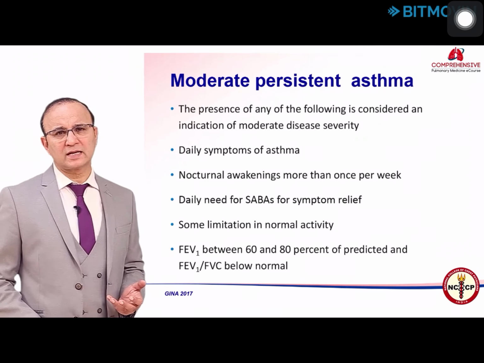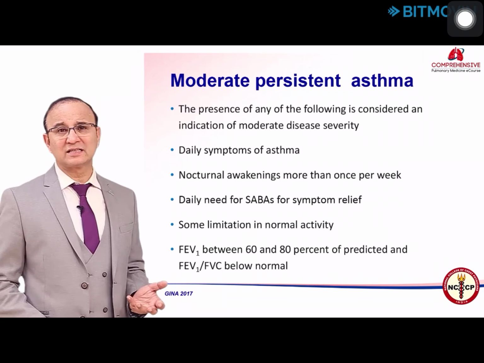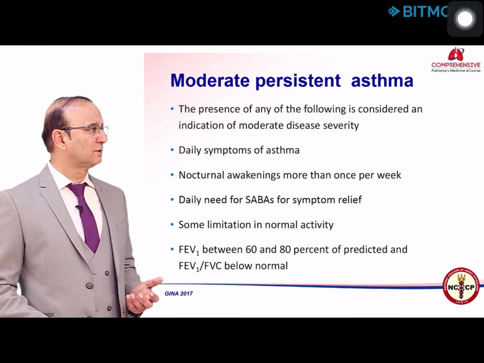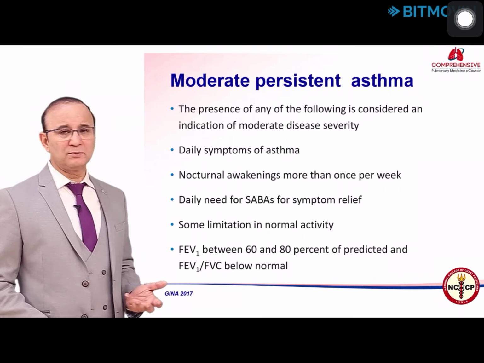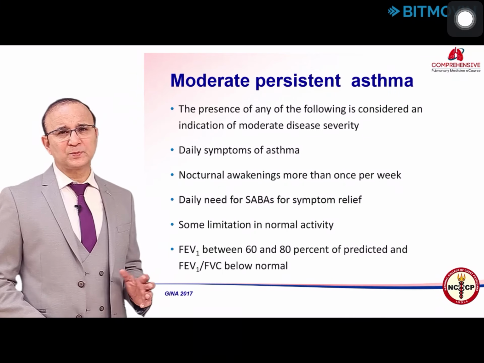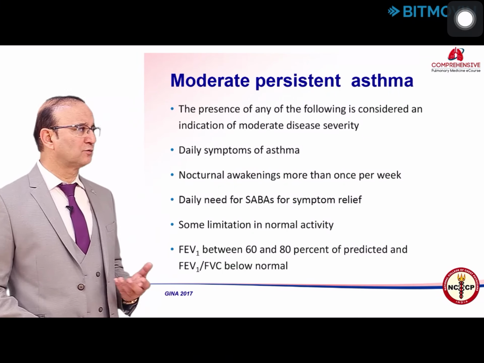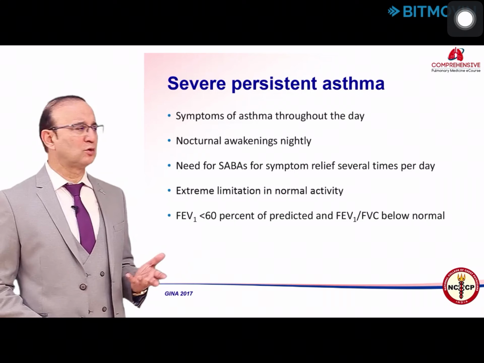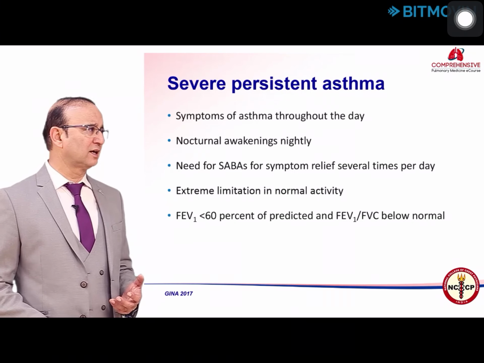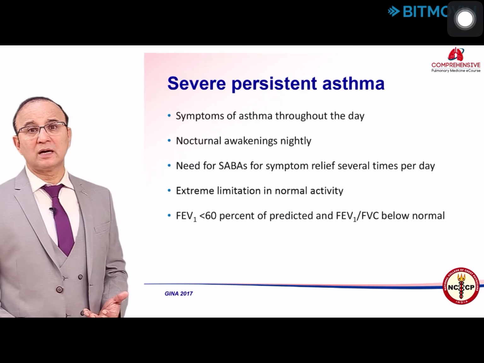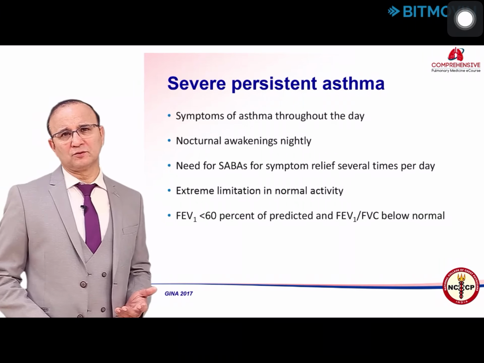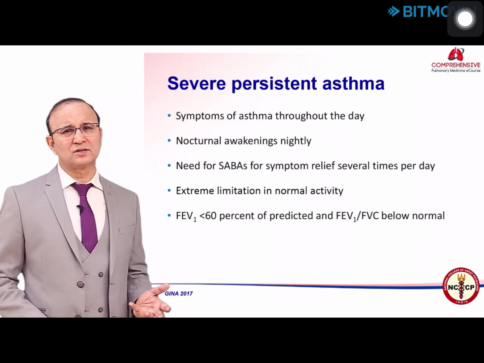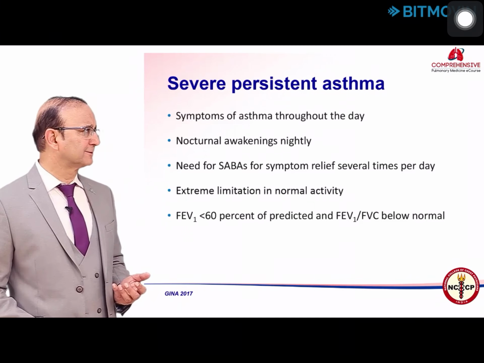Moderate persistent asthma would be a patient who has daily symptoms of asthma, nocturnal awakenings more than once per week, daily need of SABA for symptom relief, some limitation of normal activity, and FEV1 falls between 60 to 80% of predicted normal. Severe persistent asthma is a person who keeps on suffering throughout the day. Nocturnal awakenings are occurring every day. He needs SABA every day, extreme limitation of normal activity, and his FEV1 is less than 60% of predicted normal. These are the patients who are very prone to exacerbations.